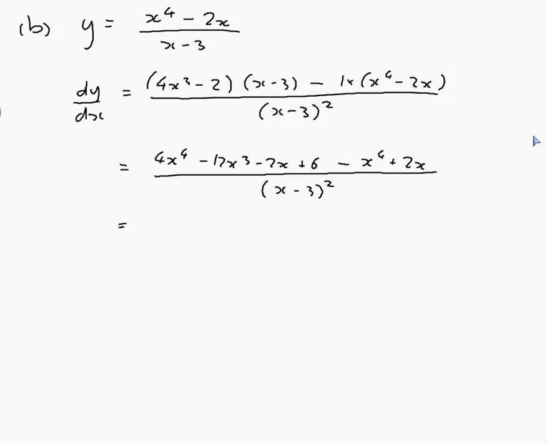So let's see, we have 4x to the 4 minus 1x to the 4, so we've got 3x to the power of 4, minus 12x cubed, there's no more x cubed, minus 2x plus 2x cancels out, plus 6, all over x take 3 squared. And I don't think I'm going to be able to divide any more of those out, so I'm going to stop there.